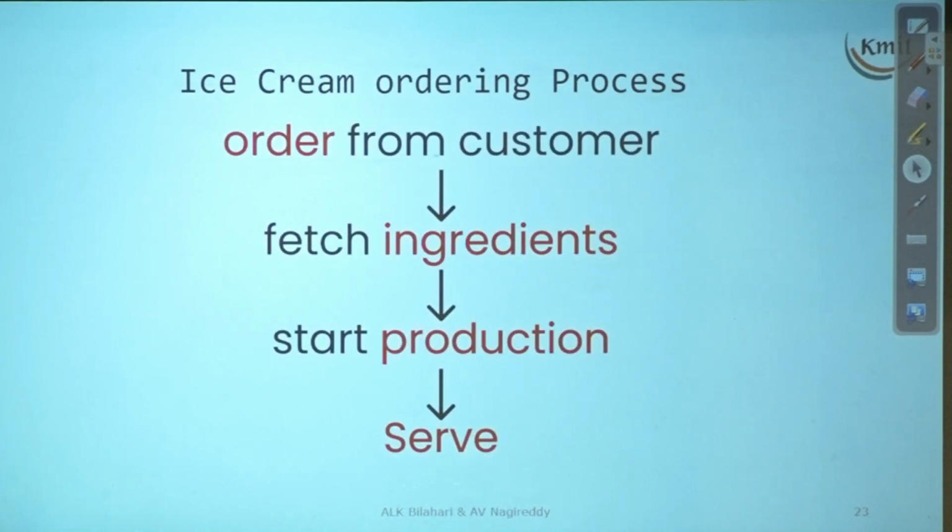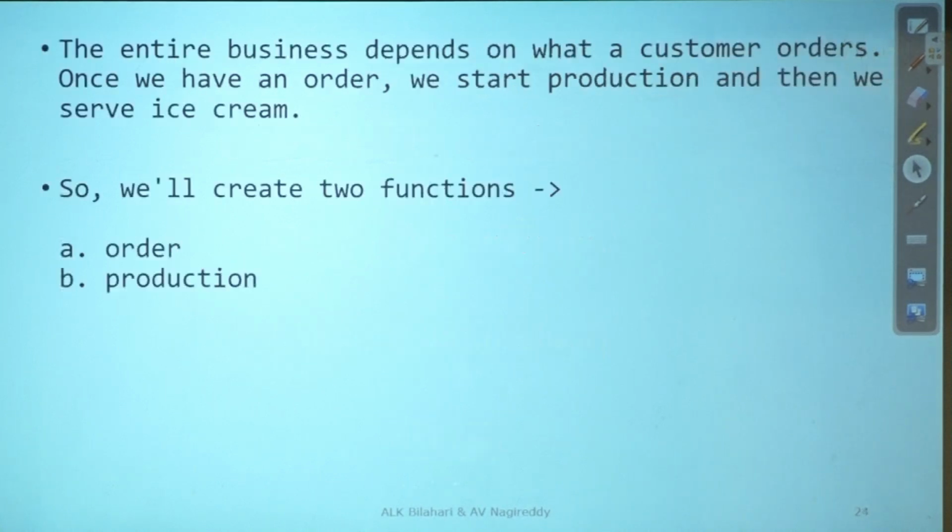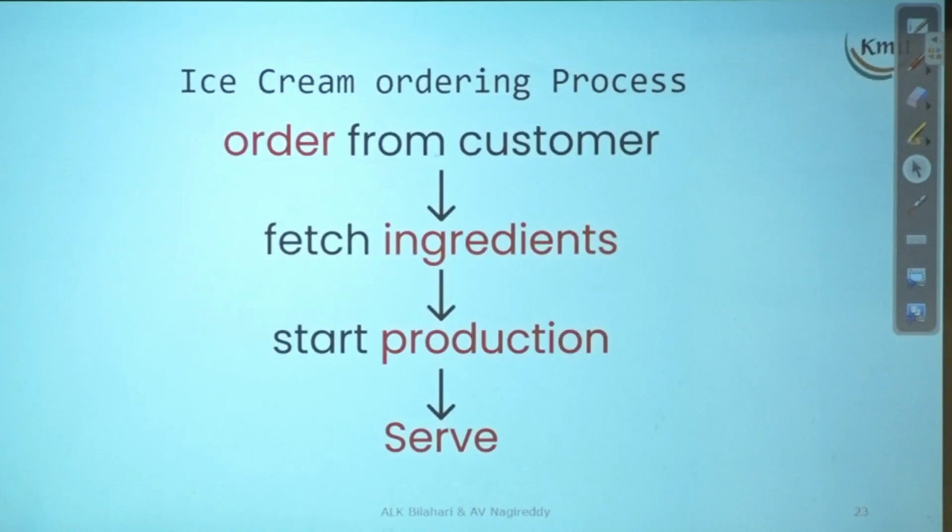Now these are the processes: order from customer, fetch ingredients from the back end, start production and serve. Let's take the timers for them. First we'll write it. Let me try to get it.